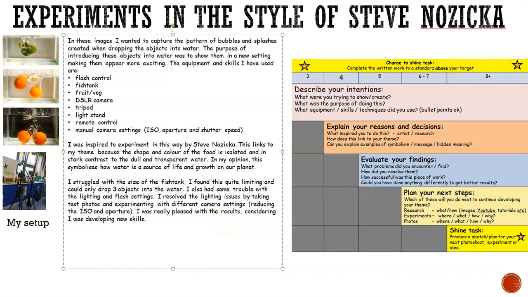Okay, the final question for the 5. Could you have done anything differently to get better results? Well, this is where I am going to talk about the fish tank. So I understand there's not much she could do about that, but in an ideal world, that is what she would like. She'd like a much bigger fish tank to give her more room to work.